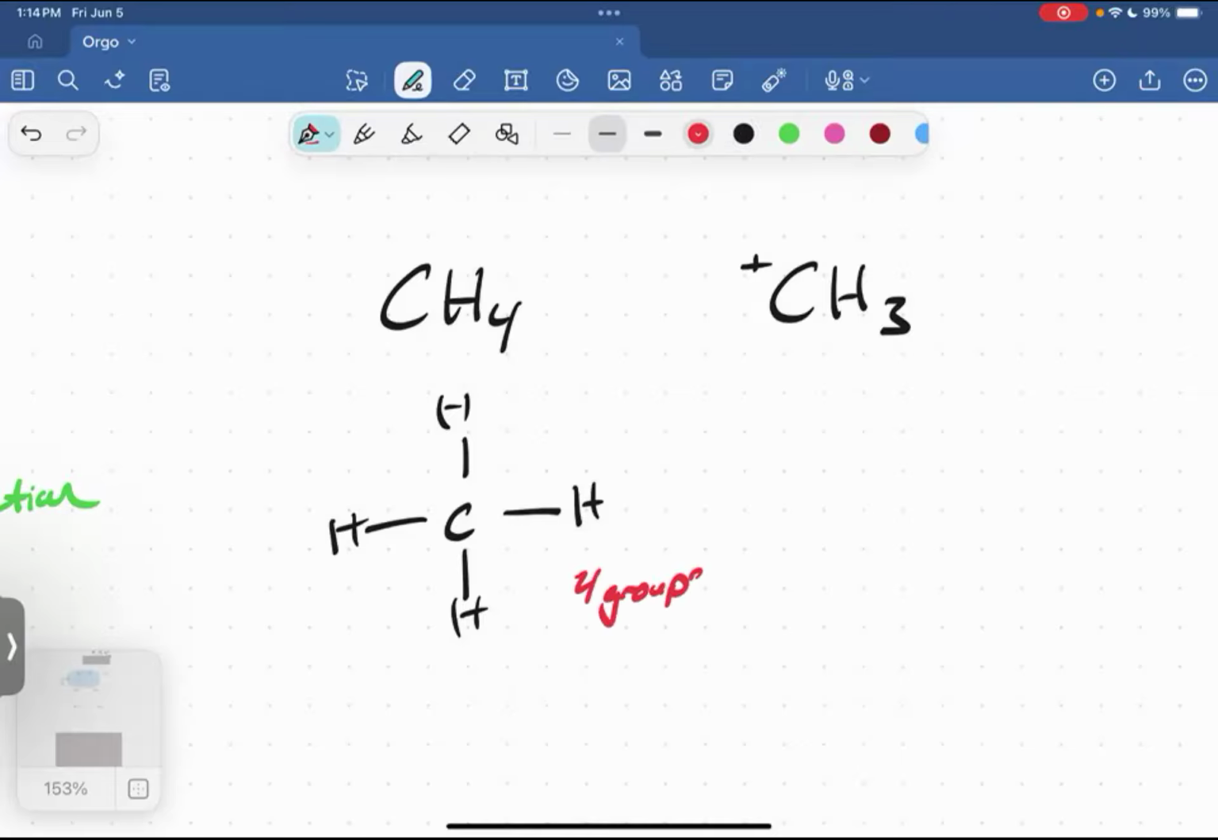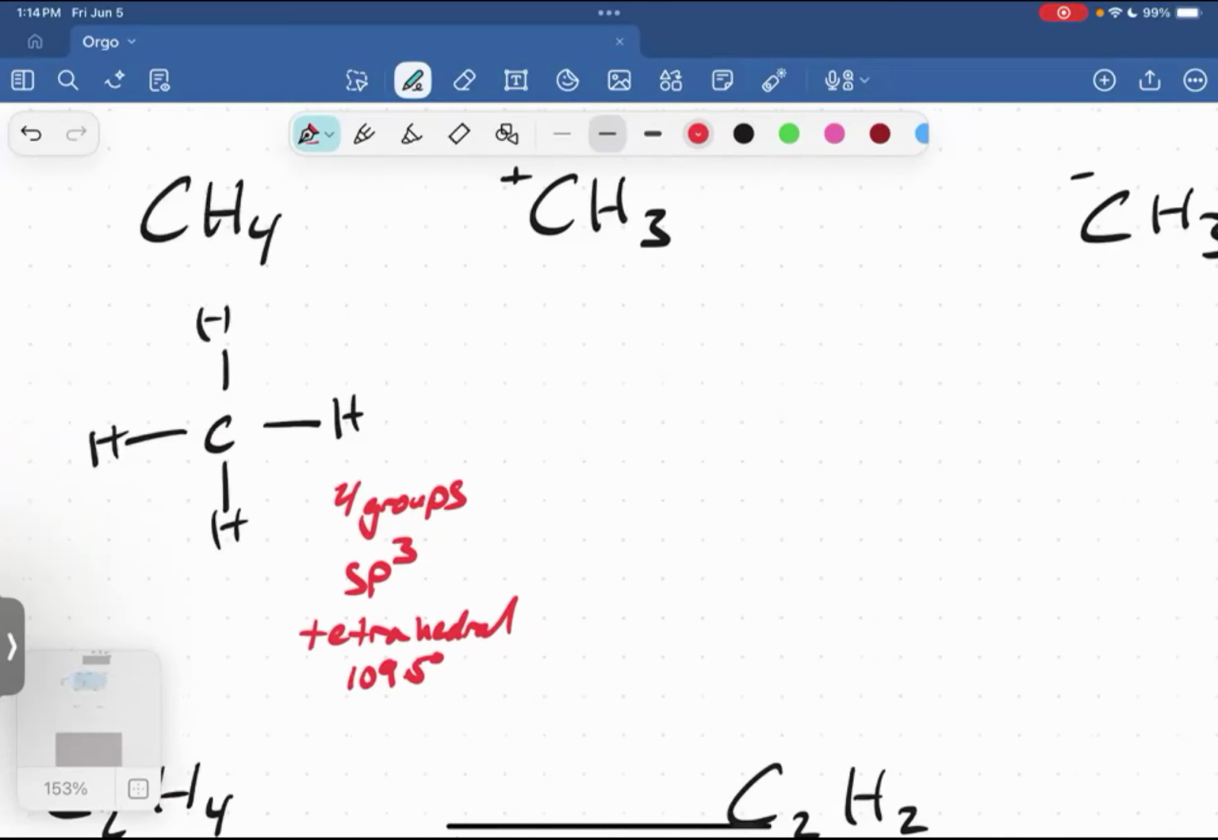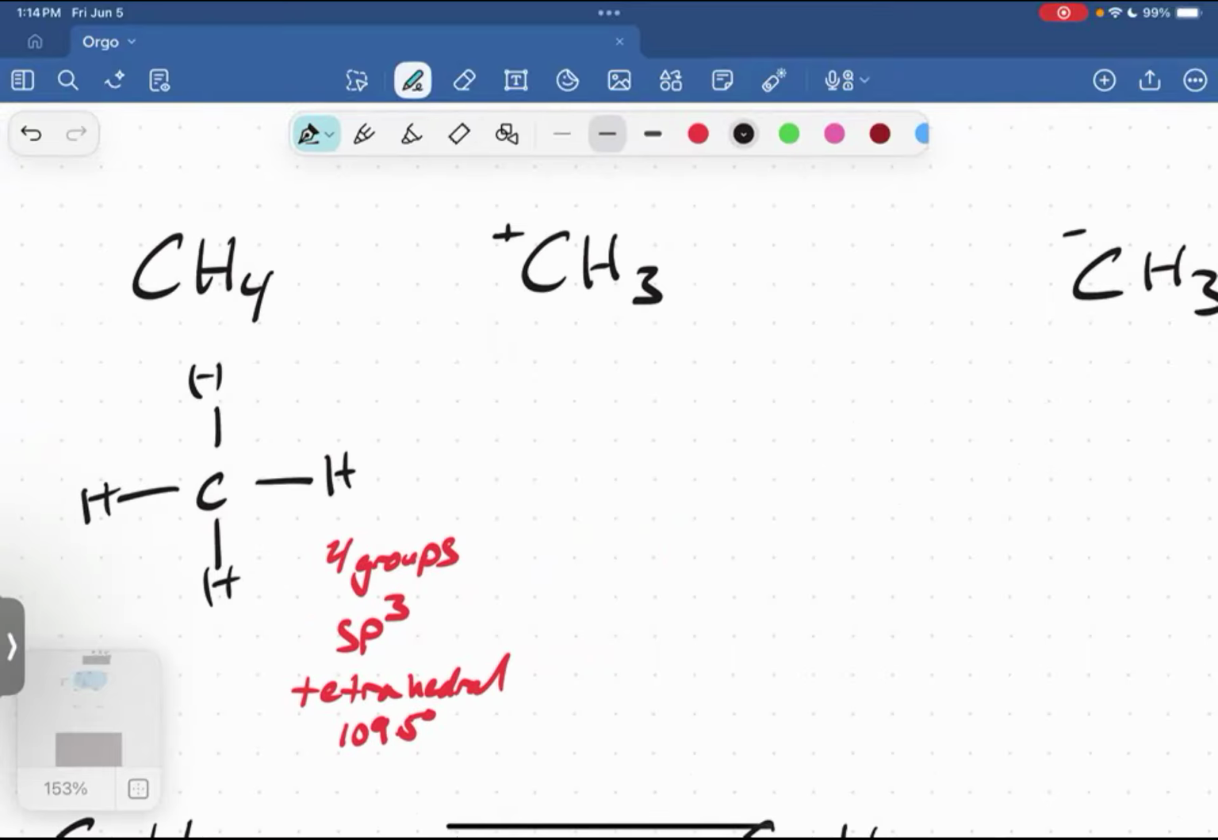All right, so this carbon has 4 groups, so it's going to be sp3. That's going to give us a tetrahedral shape with 109.5 degree angles.